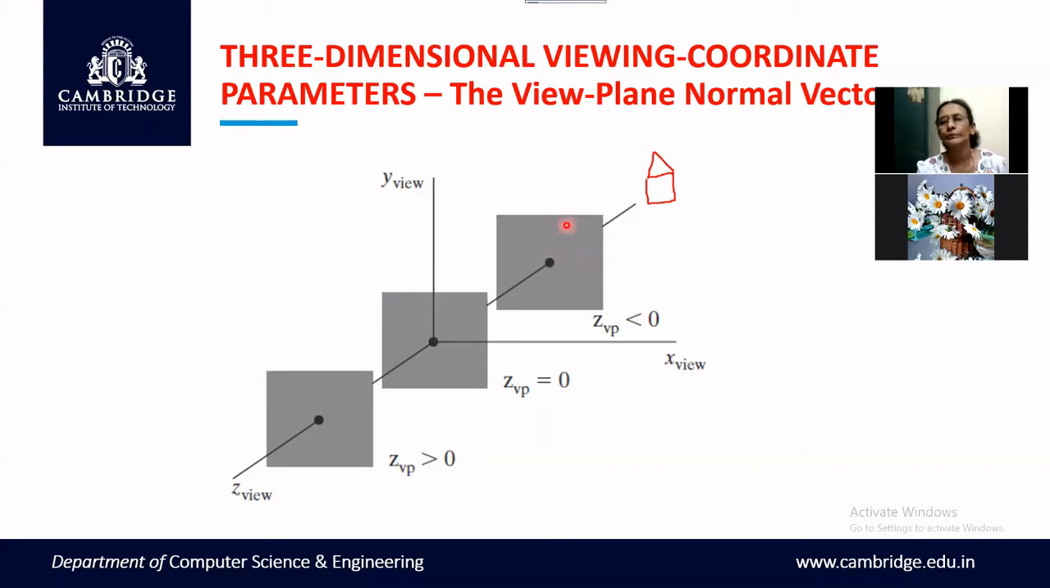The view plane we have already seen is always perpendicular to the z axis. In addition to defining the origin and the three axes, we also need to define a scalar quantity, that is ZVP. This ZVP can be negative or it can be 0, in which case it is exactly at the origin, or ZVP can be greater than 0. Generally we take ZVP to be a positive value.